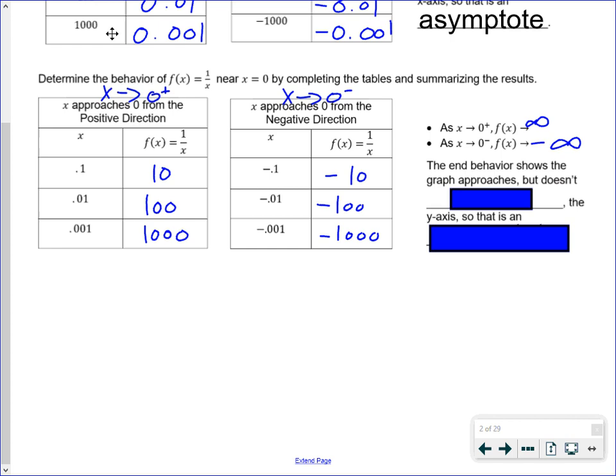Okay? So what we see here is that the end behavior shows that the graph approaches, but never crosses or touches the y-axis. So that is what we'll call an asymptote as well. So we have two asymptotes for this rational function.